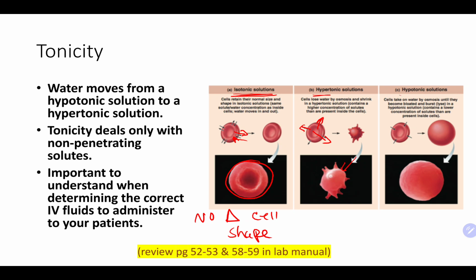If I put that cell in a hypotonic solution, it's going to look like a hippo. The solution has less stuff than the cell, and since the cell has more stuff, water is going to rush inside the cell, making it a hippo, a large cell that is going to swell up, lyse, and burst.